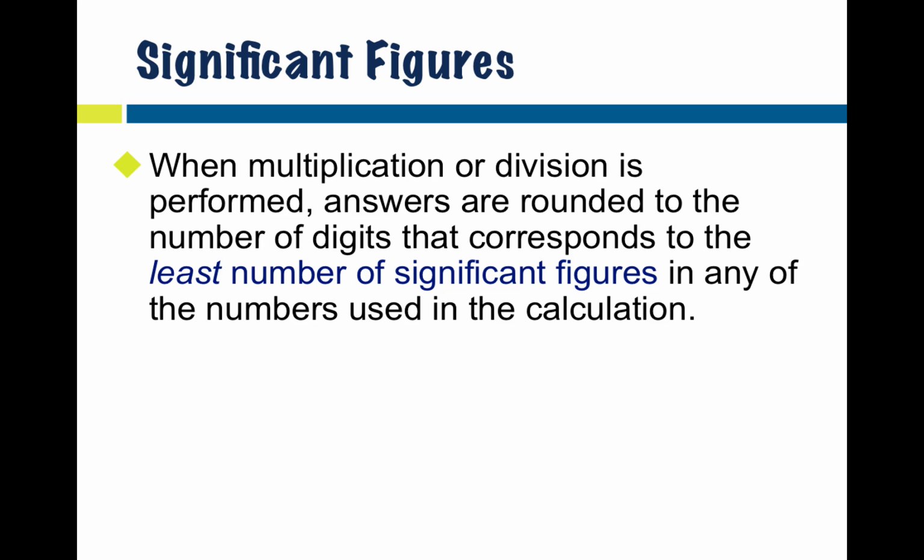Let's look at multiplication and division. When multiplication or division is performed, answers are rounded to the number of digits that correspond to the least number of significant figures in any of the numbers used in the calculation. So this is different. We're not concerned about decimal places. We're concerned about number of significant digits. Let's look at some examples here.